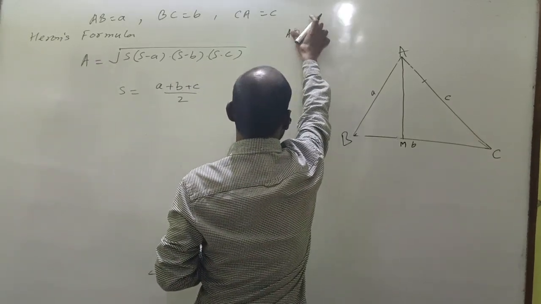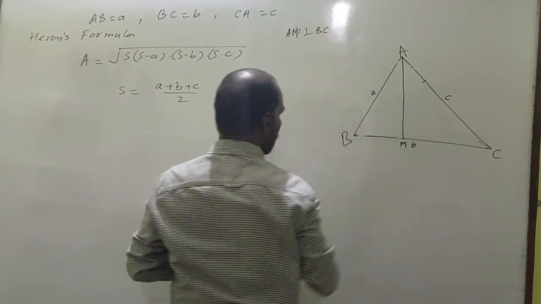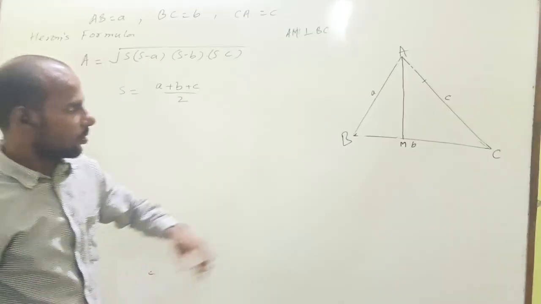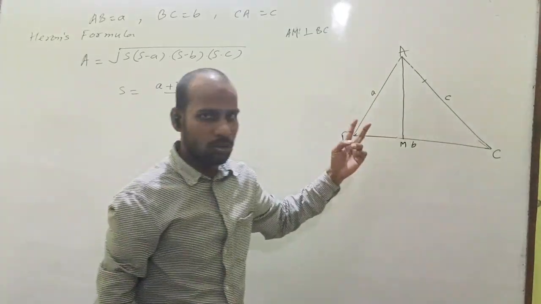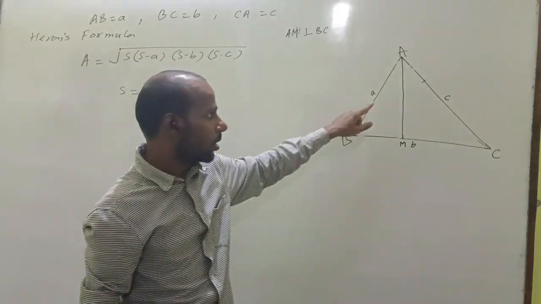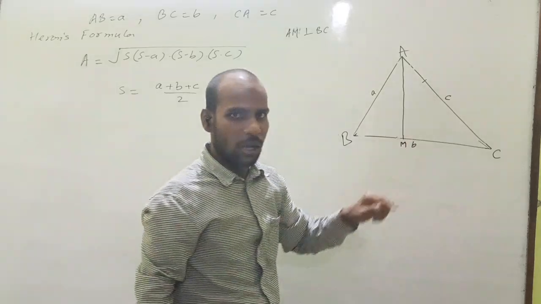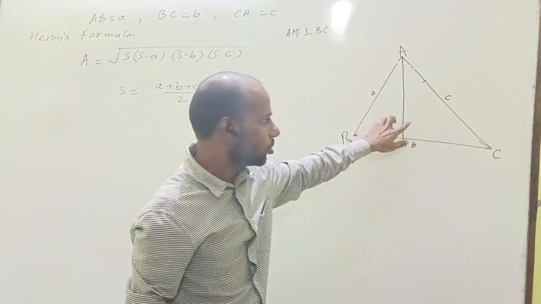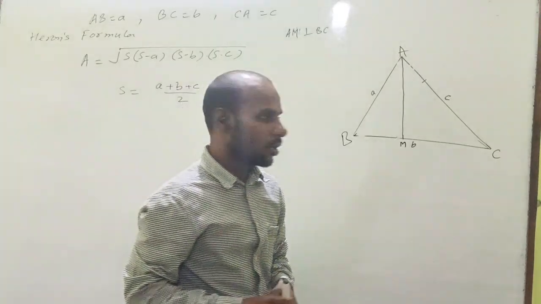AM is a perpendicular on BC. So in this case, this triangle ABC would become two triangles, ABM and ACM, and we all can see that these two small triangles are right angle triangles.